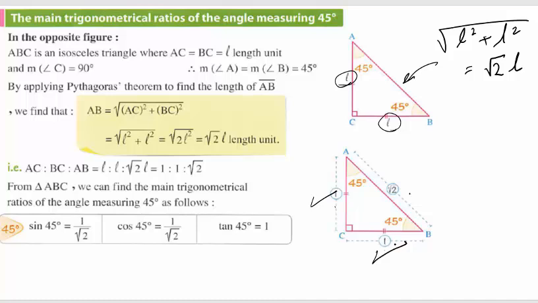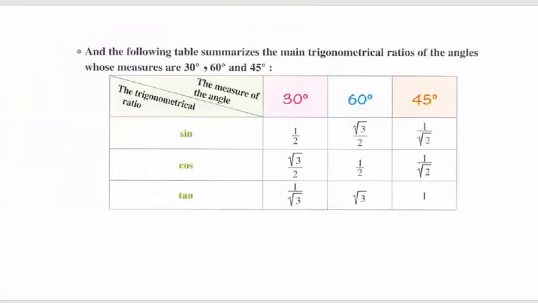To summarize what we said in this session, we will make a simple table to find the sine, cosine, and tan for each of the famous angles. For 30 degrees, sine 30 is half, cosine 30 is root 3 over 2, and tan 30 is 1 over root 3. Now let's move to 60 degrees. Sine 60 equals root 3 over 2, which is equivalent to cosine 30.